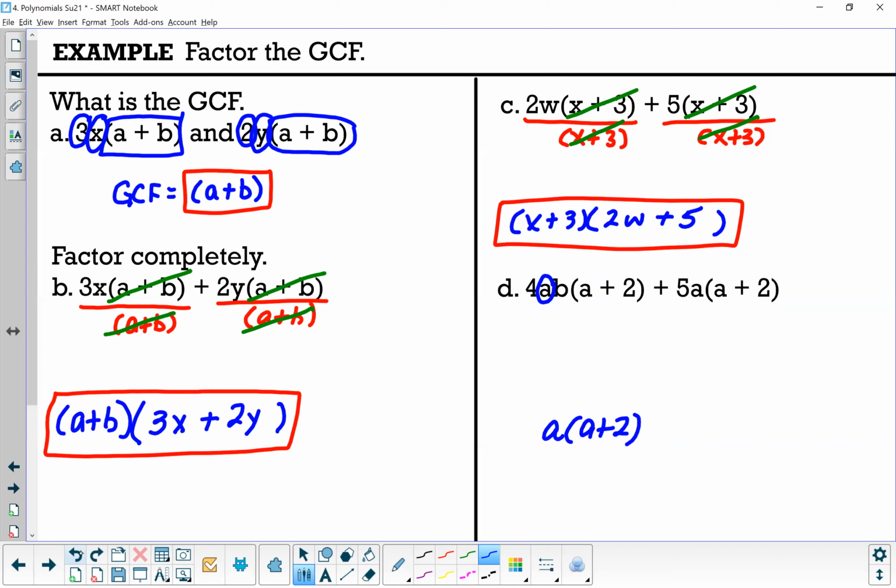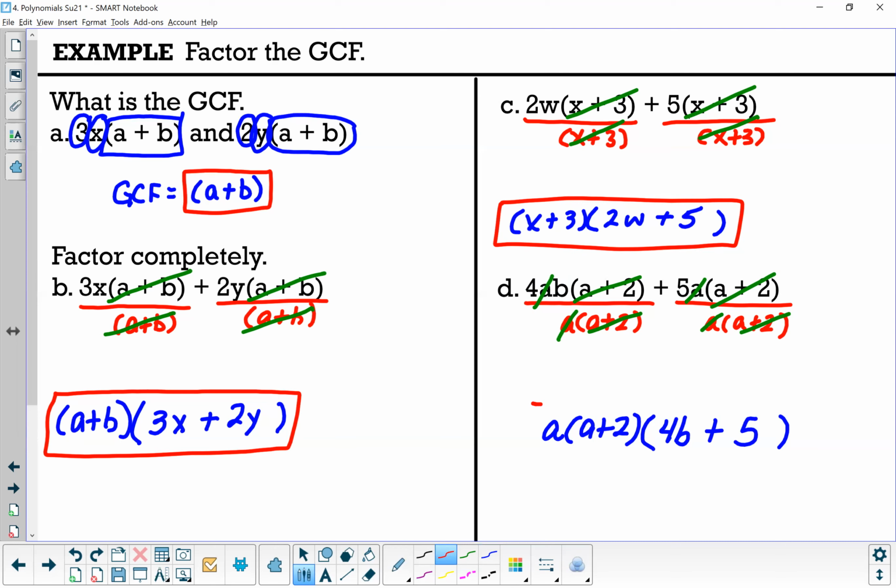All right, so now that we have our GCF, now we're going to divide by the GCF. And now that's going to give us our second factor. So the a's reduce to 1 and the a plus 2 reduces to 1. So what we have left in the first product is a 4b plus, and then in the second product we have a 5. All righty.